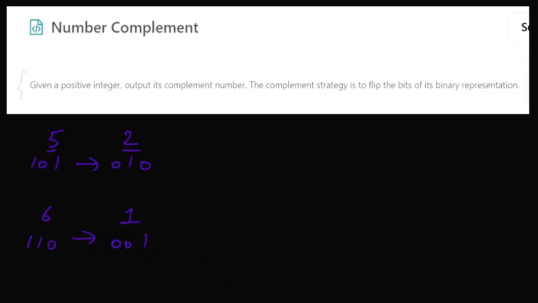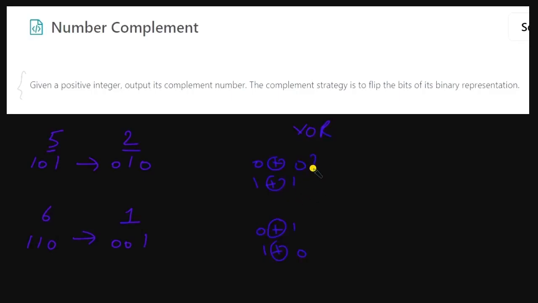Okay, so before getting to the solution of the problem, let's try to revise the concept of XOR. According to XOR, if two inputs are the same, then their output will be 0, like 0 XOR 0 is 0 and 1 XOR 1 is 0. If two inputs are different, that is 0 XOR 1 or 1 XOR 0, then the output will be 1. So that is the concept of XOR.